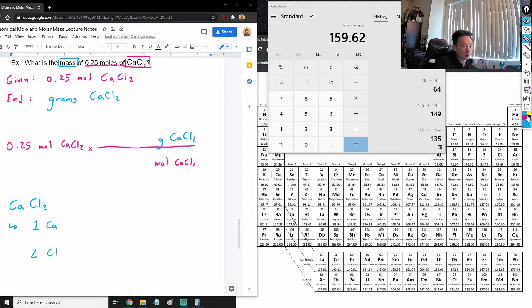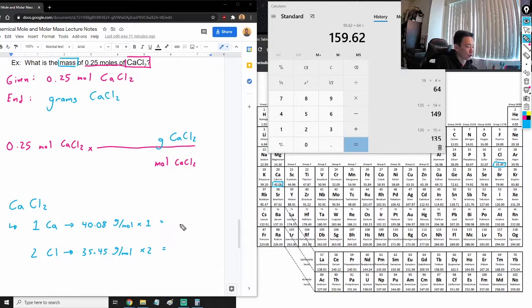If we look on the periodic table, we can see that Ca, calcium, has a molar mass of 40.08. So we know that is 40.08 grams per mole. Right? This kind of looks like our fraction, grams per mole, grams over mole. Cl has the molar mass 35.45 grams per mole. But there are 2 of them, so we need to multiply this by 2. This one will multiply by 1.